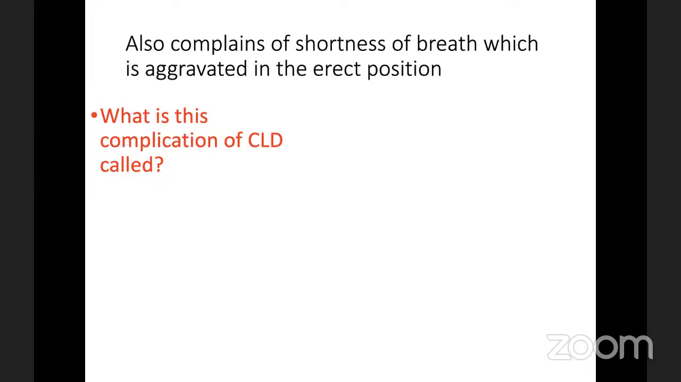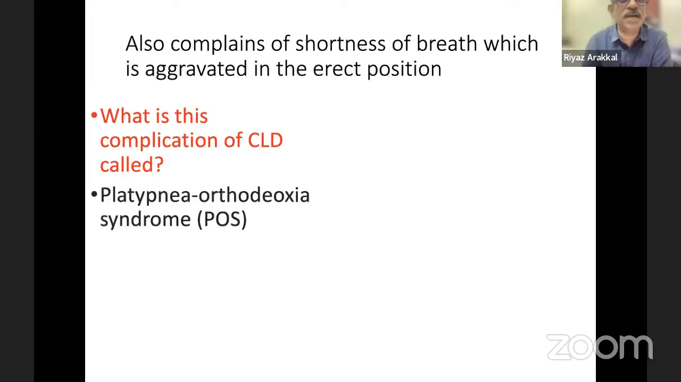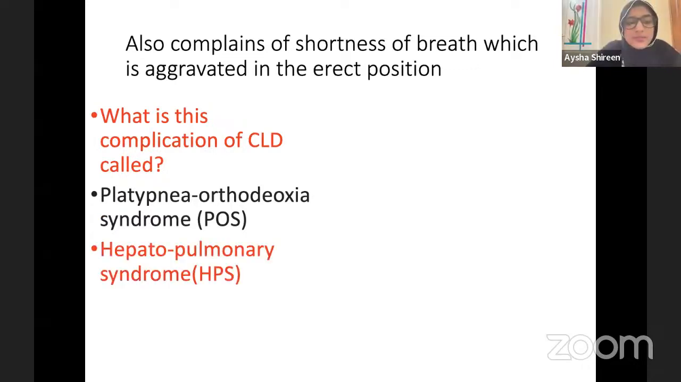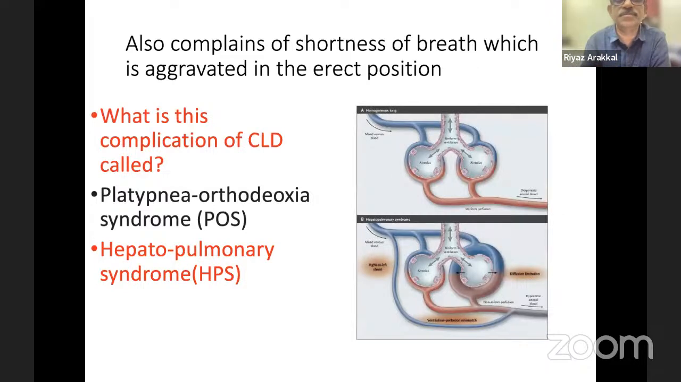Musa has written platypnea, and many others have written platypnea. Okay, this is called the platypnea orthodeoxia syndrome, or POS. The more common name is hepatopulmonary syndrome, one of the dramatic complications of chronic liver disease.